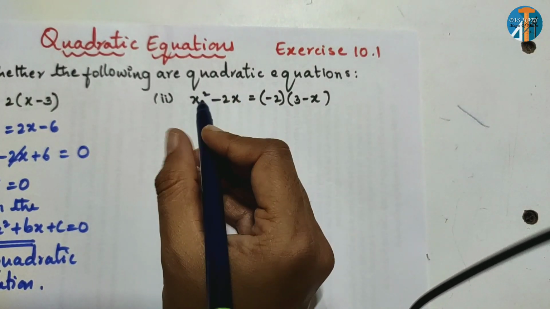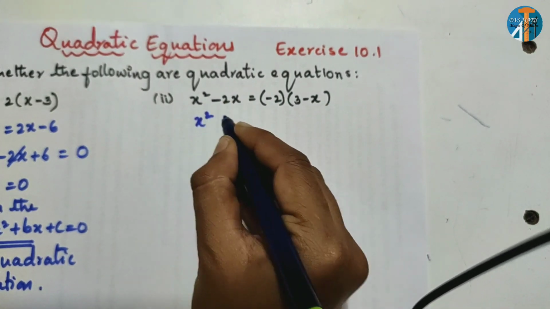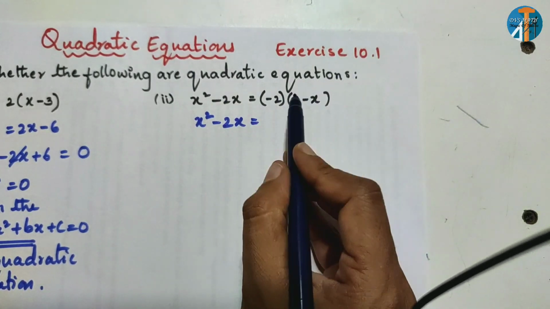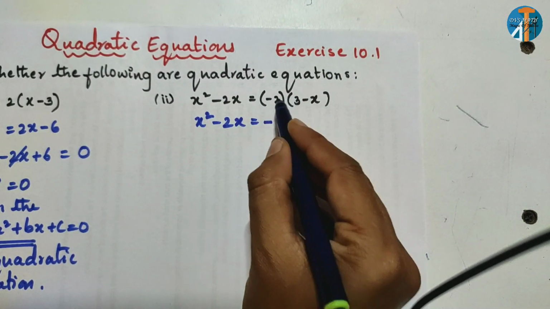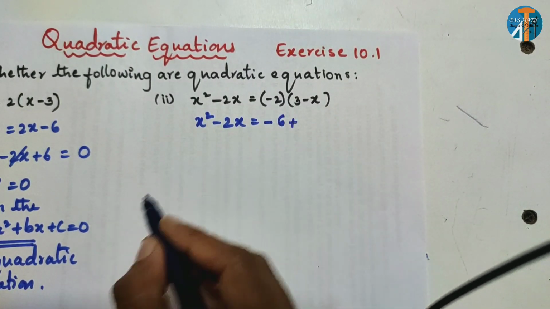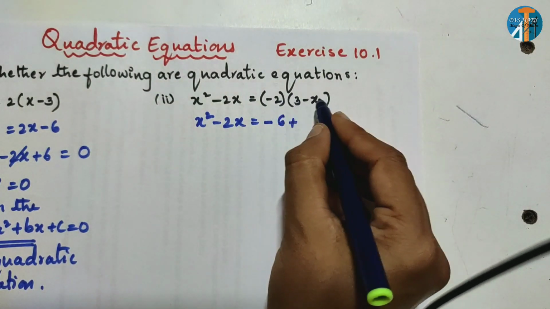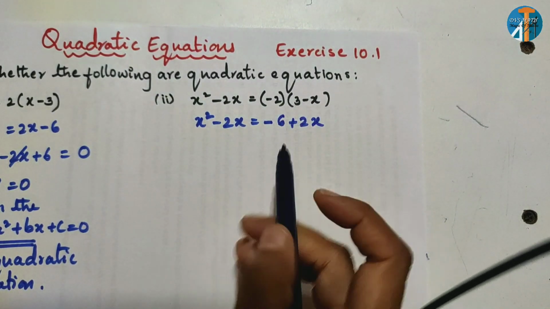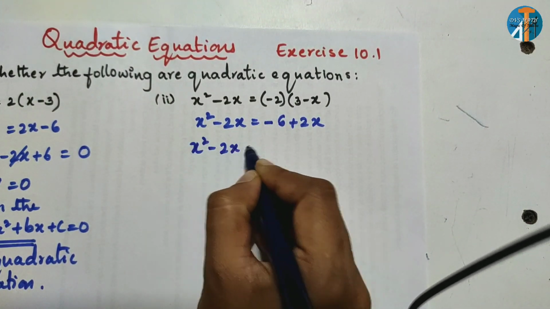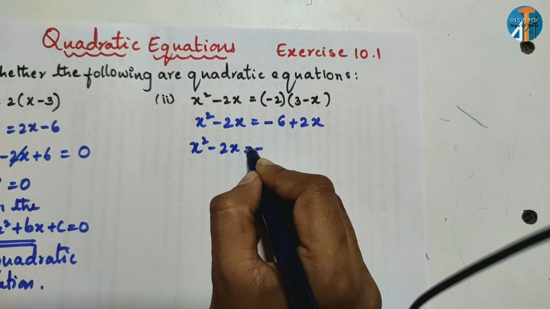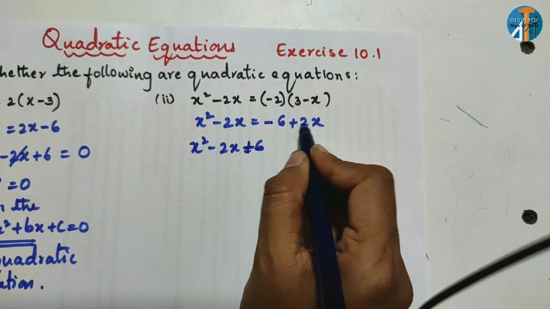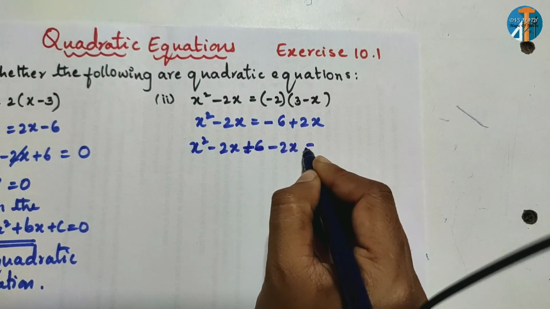Okay, so let's simplify this. So x square will be as it is, minus 2x will be as it is, equal to. Now let us multiply, regular multiplication. Minus into plus, minus 2 threes are 6. Again minus into minus plus, 2 into x, 2x. Now what is our next step? Take the whole RHS to the LHS. x square minus 2x is equal to, this becomes, sorry, plus 6. Minus 6 becomes plus 6. Plus 2x becomes minus 2x is equal to 0.